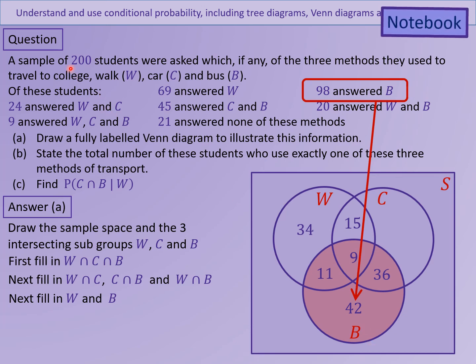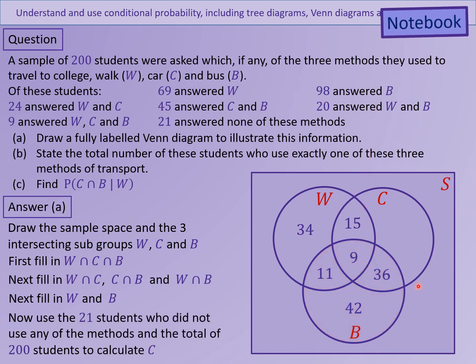Oh no, there's 200 students in total. That certainly doesn't add up to 200. We don't have the just C's, people that come in cars all the time, and we also don't know what people that didn't do any of them. Maybe someone takes a plane to college or the train. All right, there's 21 students who did not use any of those methods. So maybe there's someone on a skateboard, we want to put that down.